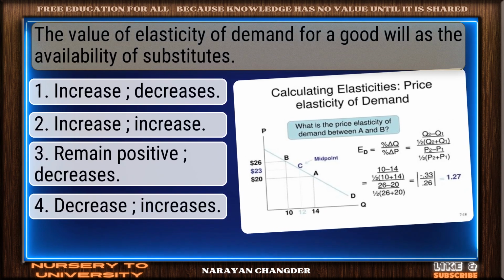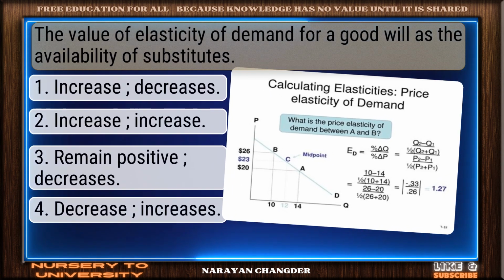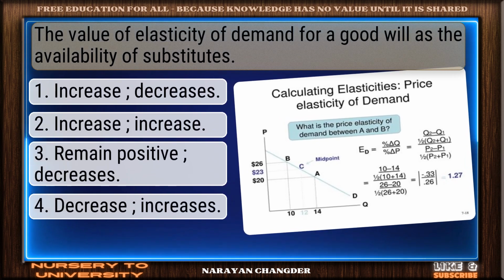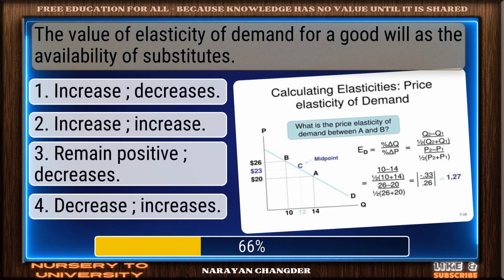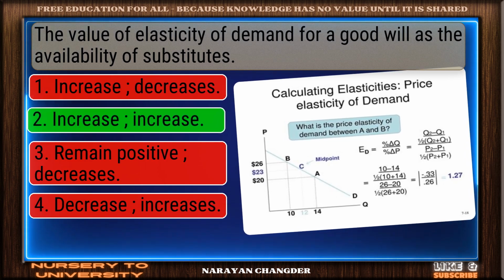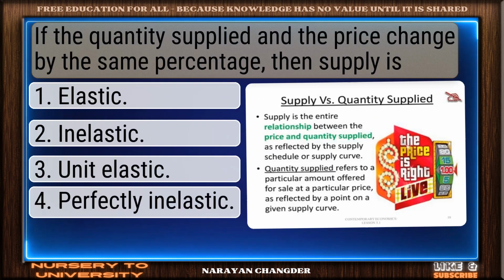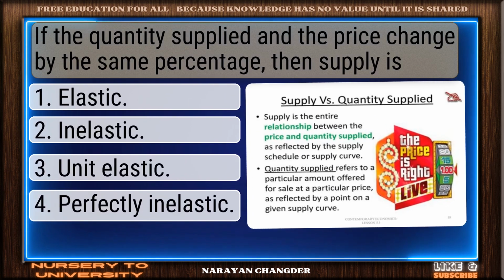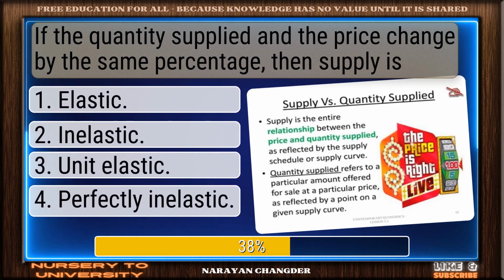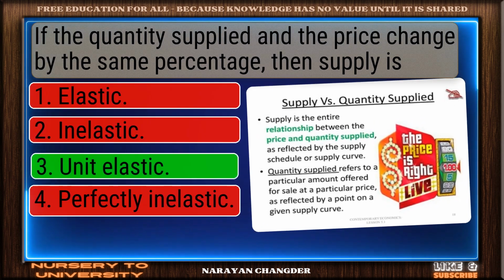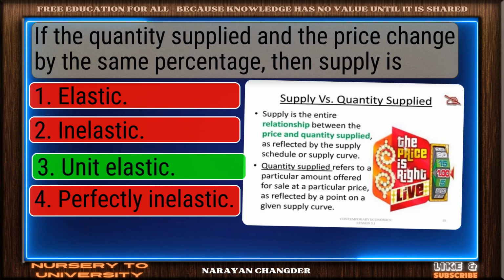The value of elasticity of demand for a good will dash as the availability of substitutes increases. Valid point. Increase is true. If the quantity supplied and the price change by the same percentage, then supply is. Right choice. Unit elastic is the best answer.